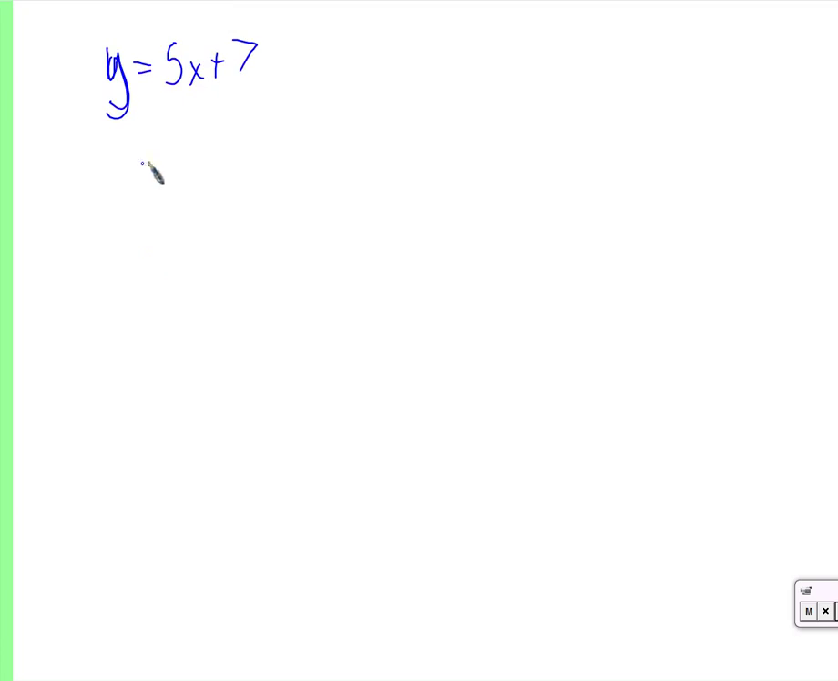Okay, so 3. This is gonna be a big one. y equals 5 times 3, 15, plus 7, equals 22. Okay, and how would I put that in the graph?